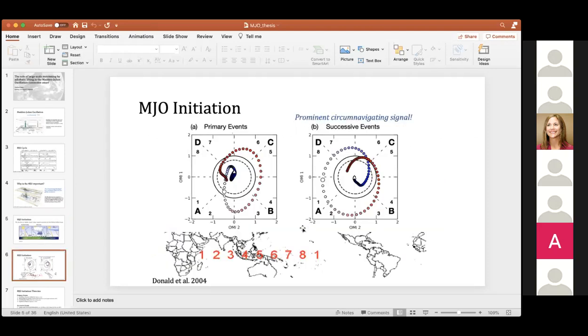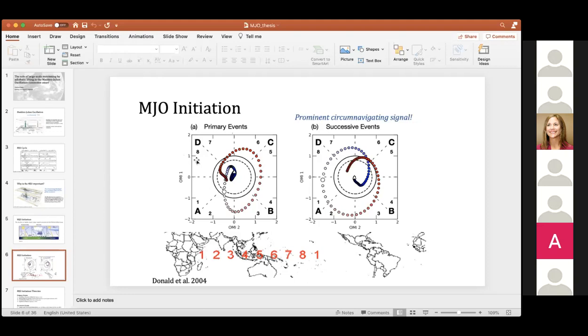So to look at MJO initiation from a different perspective, I've provided 2 phase space diagrams. And to just get everybody acquainted to how to read a phase space diagram, the MJO can be broken up into 8 phases. And on this lower panel map are the different phase numbers, which represent different locations around the equator. So, for example, phases 2 and 3 of the MJO represent locations in the Indian Ocean, 4 and 5, the maritime continent, 6 and 7, the Western Pacific, and 8 and 1 represent the Western Hemisphere and Africa.